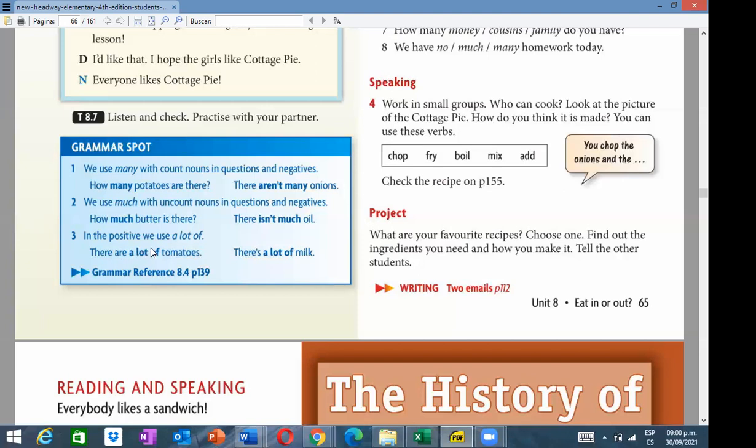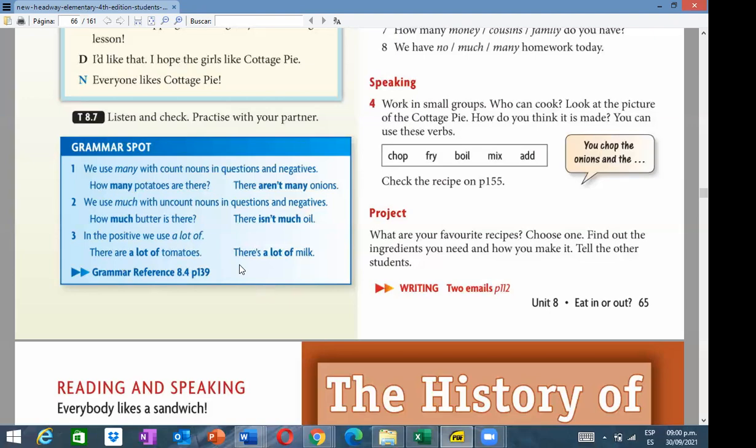Number 3, in the positive, we use a lot. Okay, talking about a lot of things, right? If we want to describe a lot, we don't know exactly how, but we know that it's a lot. We have to use this. Let's have a look at examples. There are a lot of tomatoes. The next, there is a lot of milk.